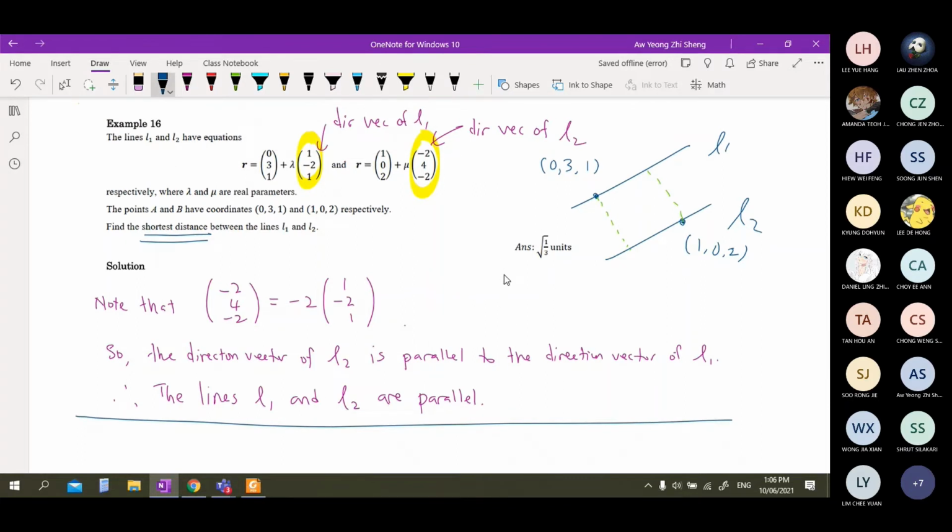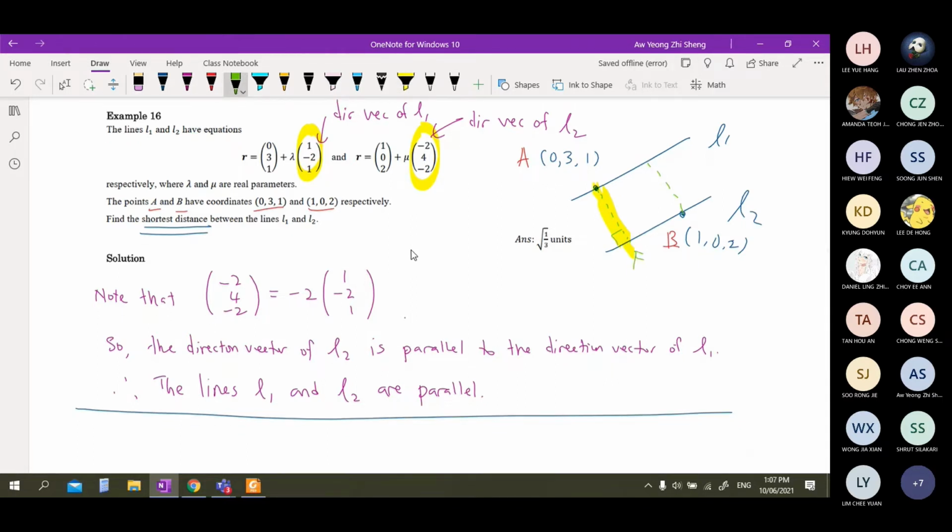And now for easier referencing, in fact they have already named the points as A and B. Then that's good. We don't have to name the points ourselves, but they have named the points A and B to be (0, 3, 1) and (1, 0, 2). Now I will use the foot of perpendicular from A to L2. I will use this yellow colored one.